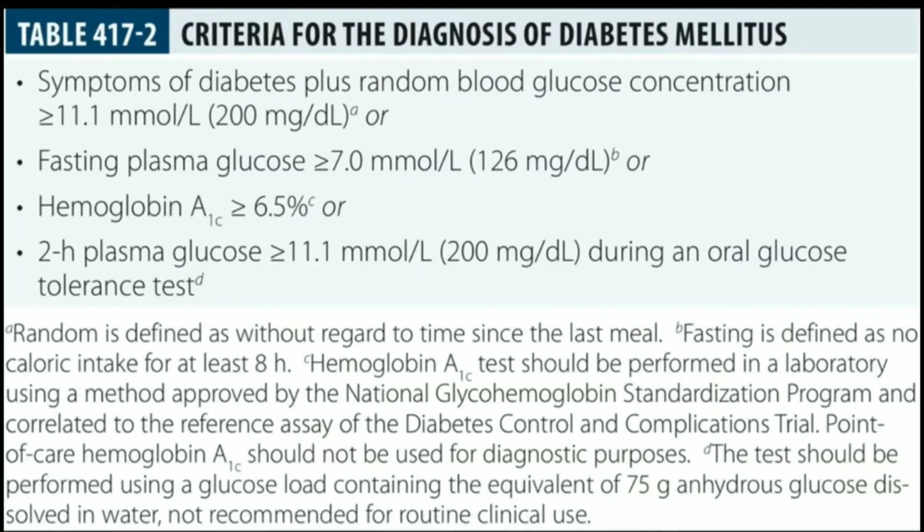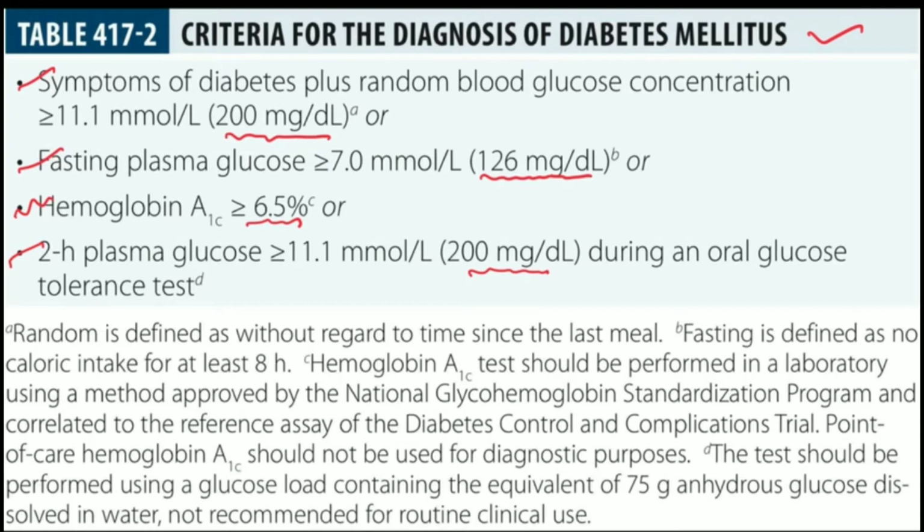So in this slide we will talk about the criteria for diagnosis of diabetes mellitus. An individual with the symptoms of diabetes plus a random blood glucose concentration of 200 mg per deciliter, or fasting plasma glucose of 126 mg per deciliter, or an HbA1c of 6.5% or more, or a 2-hour plasma glucose of 200 mg per deciliter during an oral glucose tolerance test. An individual fulfilling any of these criteria is diagnostic for diabetes mellitus.